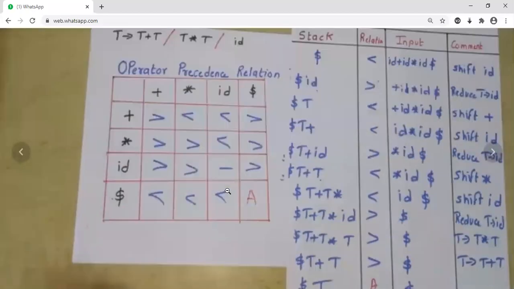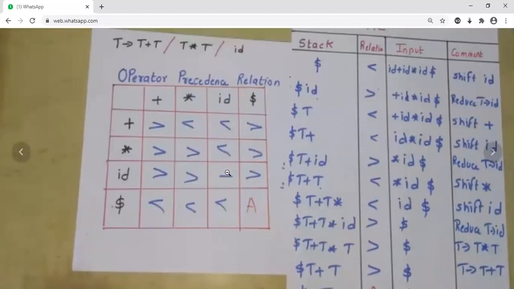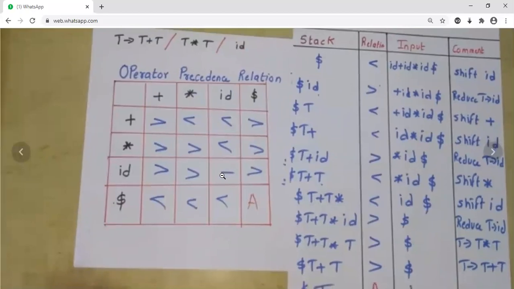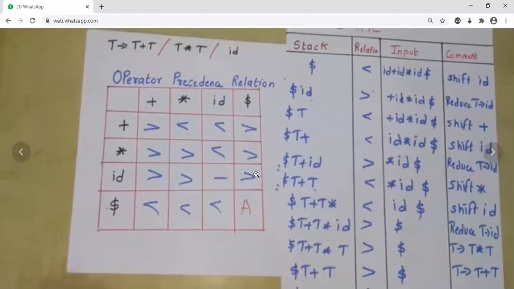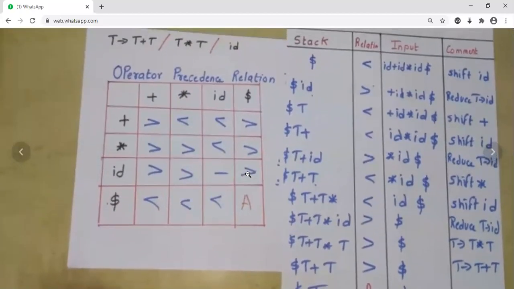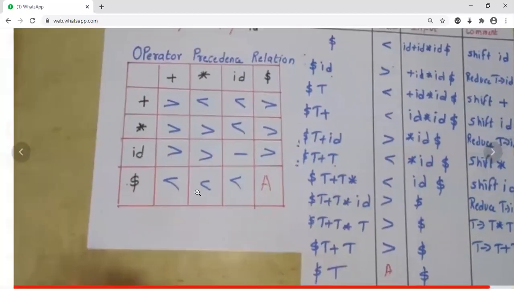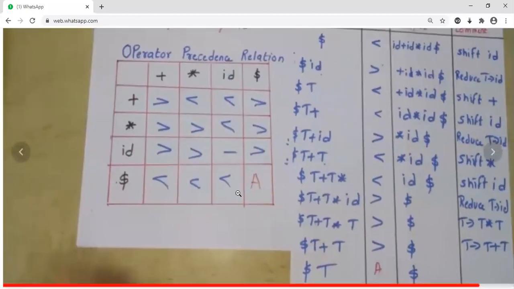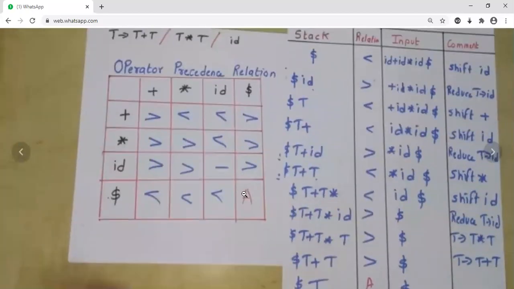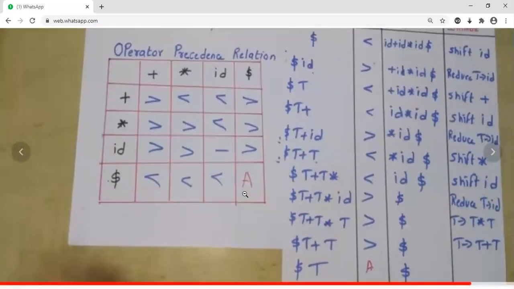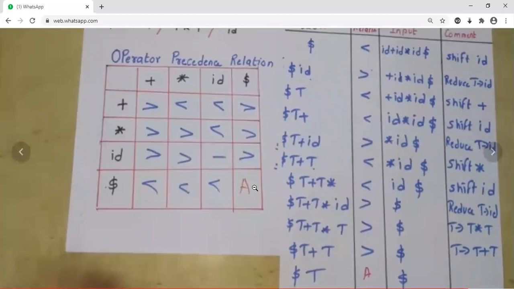For id and id, because of both being back-to-back variables, we put a hash hyphen over here, and dollar has lesser precedence than id, id having greater than dollar. This is the way we complete this last row. And finally dollar, we reach the accept state, and we put capital A over here.